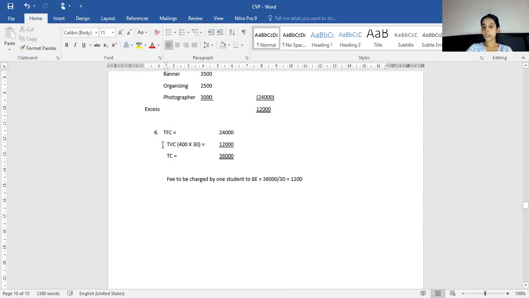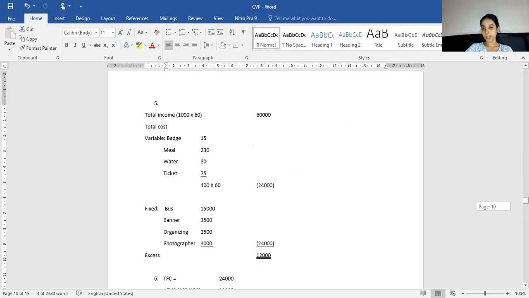So first we have to calculate the total costs. Total fixed cost, we know it is 24,000, and total variable cost if 30 students are participating. Variable cost per student is 400 into 30, so the total variable cost for 30 students will be 12,000. So then what will be our total cost? It will be 36,000. So this divided by the number of students will give you the fee to be charged by one student. Simple. Okay. So total cost divided by the number of participants will give you the amount to be charged by one student, 1,200. Okay.